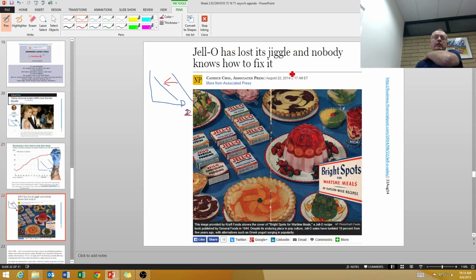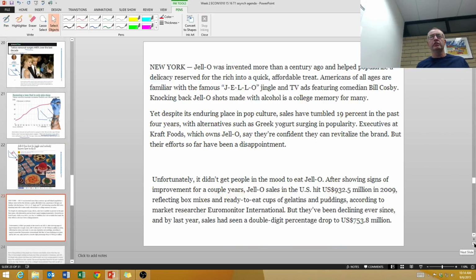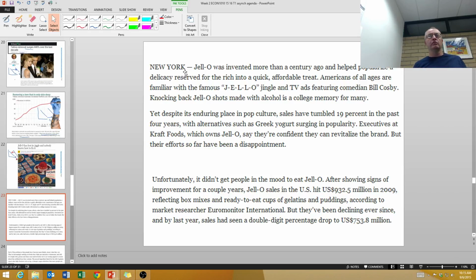Why? Because people perceive Jell-O to be not as nutritious as other forms of desserts. We kind of look at Jell-O as flavored water with sugar in it, and that's not as healthy for us as other desserts, or it's not perceived to be as healthy for us as other forms of desserts. So the demand for Jell-O has been shrinking.